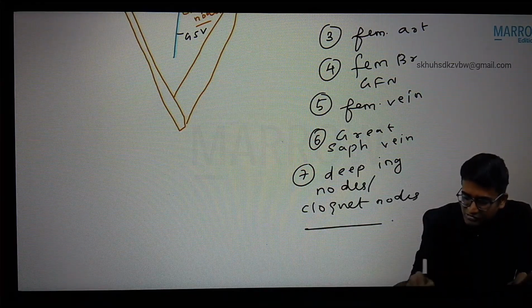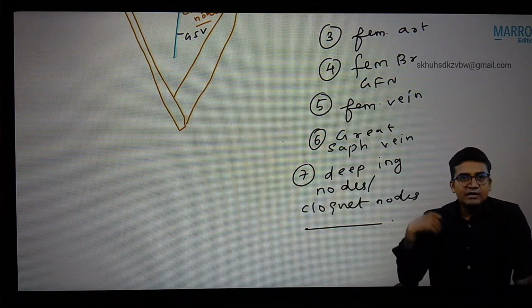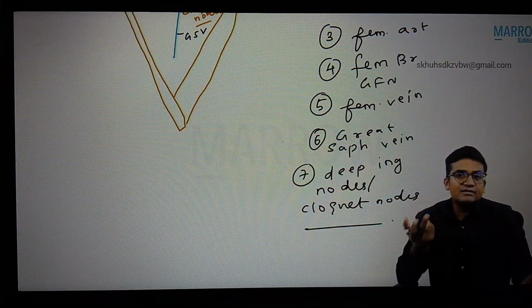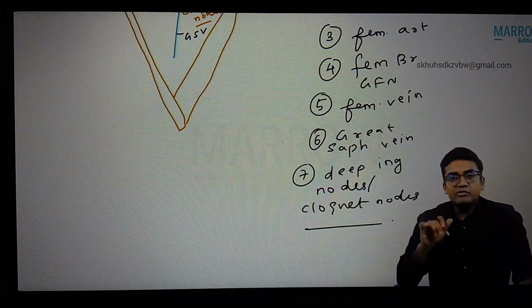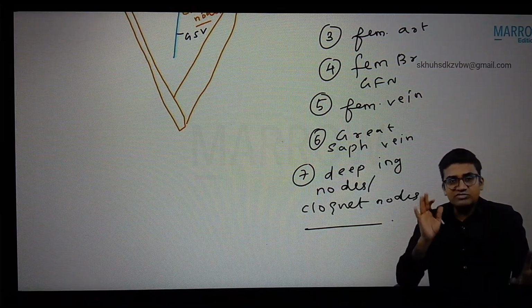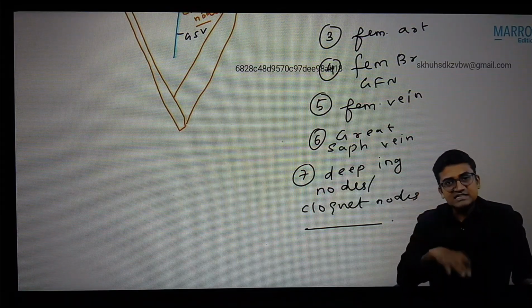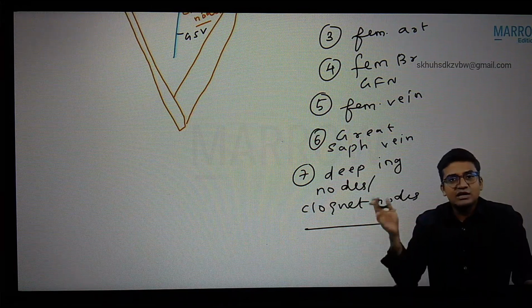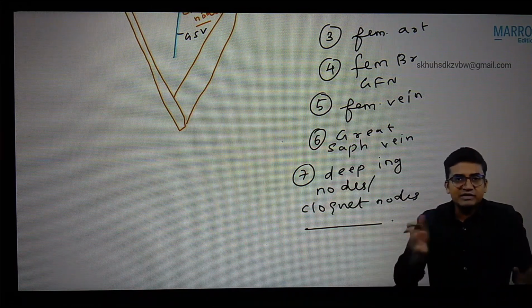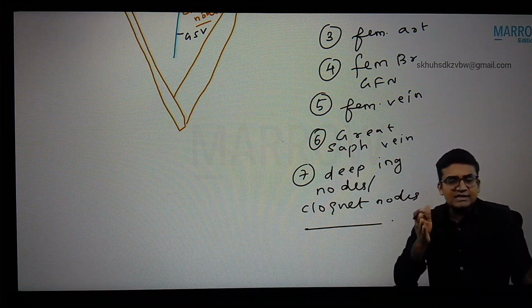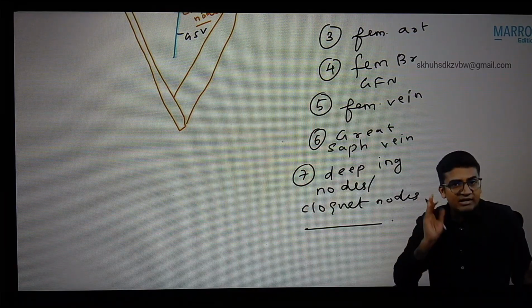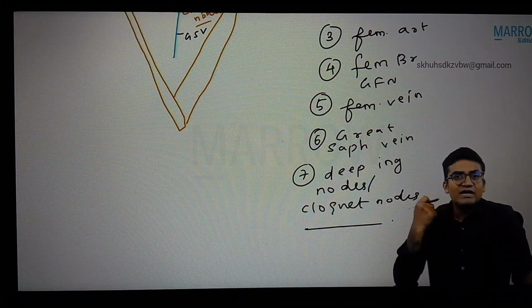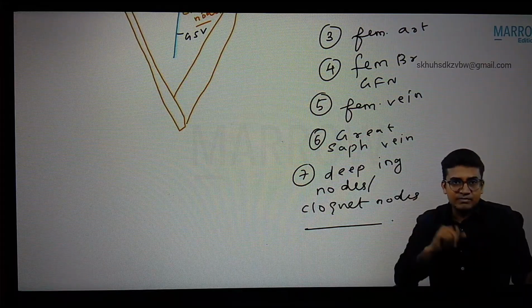Now these are the contents you have to remember for the femoral triangle. Again, the medial most content of the femoral triangle is not the femoral vein, it is the deep inguinal nodes or Cloquet nodes. Please don't forget, you may get the question. Arrange the contents of the femoral triangle, lateral to medial or medial to lateral. The medial most content of the femoral sheath and the middle most content of the femoral triangle are the same: our deep inguinal nodes or Cloquet nodes.